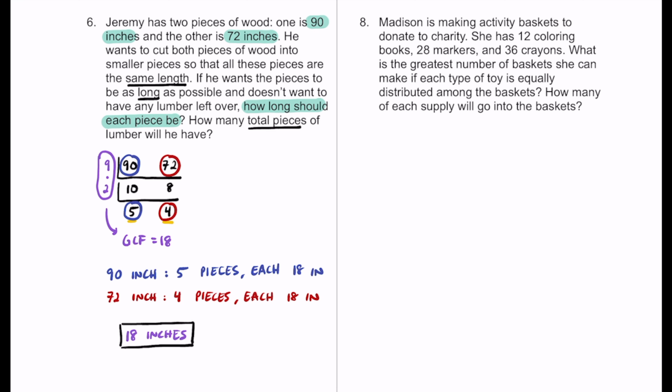And then for the second question that it does ask us, how many total pieces of lumber will he have? So we knew from the 90-inch piece of wood that we could cut 5 that were each 18 inches long. And then from the 72-inch piece of wood, we could cut 4 of those that were each 18 inches long. So 5 plus 4, that must mean that there would be 9 total pieces that are each the same length here. So that would be that second answer to that second question.